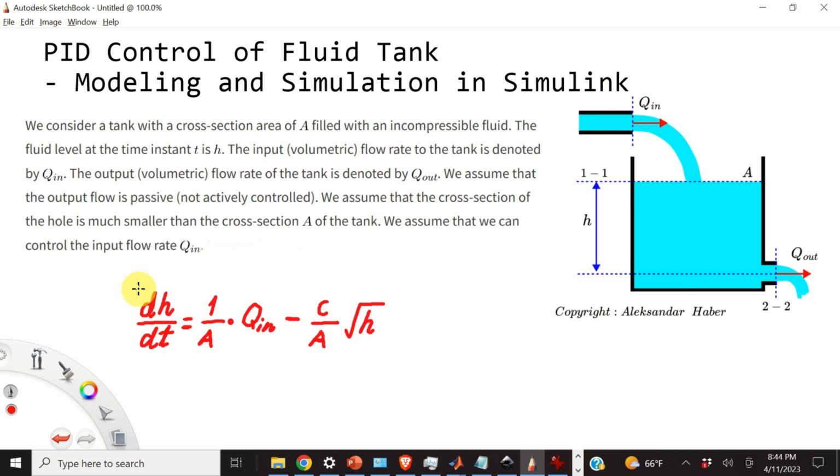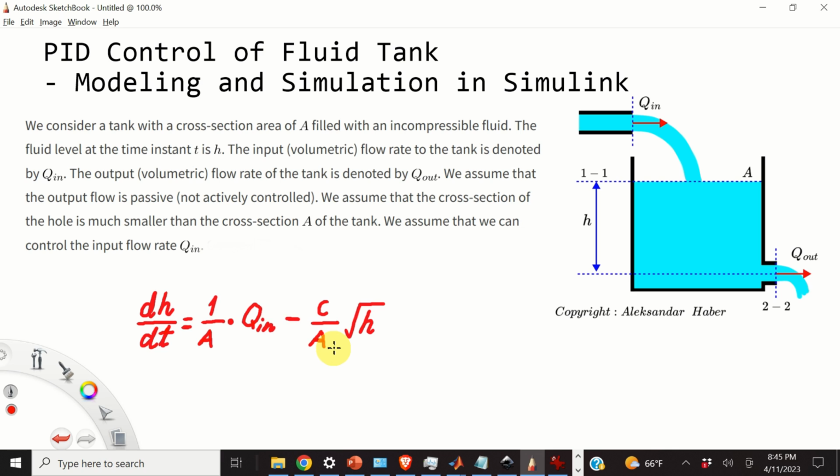This equation over here represents the dynamical model of the system, and this equation is derived in our previous tutorial, whose link is given in the description below. The dynamics of this system is nonlinear due to this square root function. Furthermore, the closed-loop system will contain additional nonlinearities coming from the actuator saturation and limits.